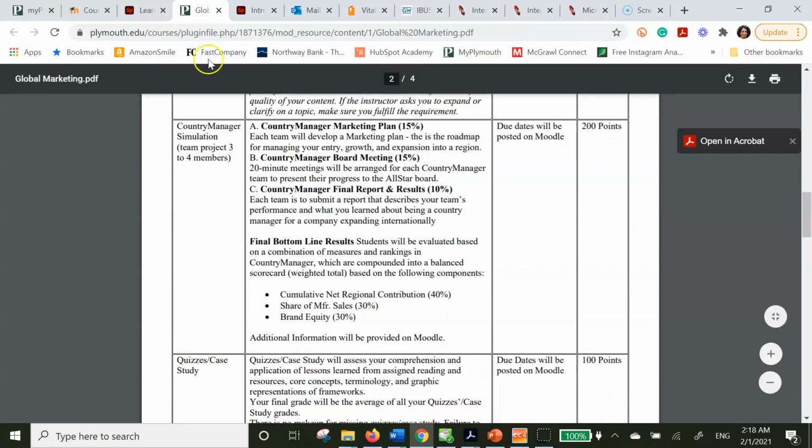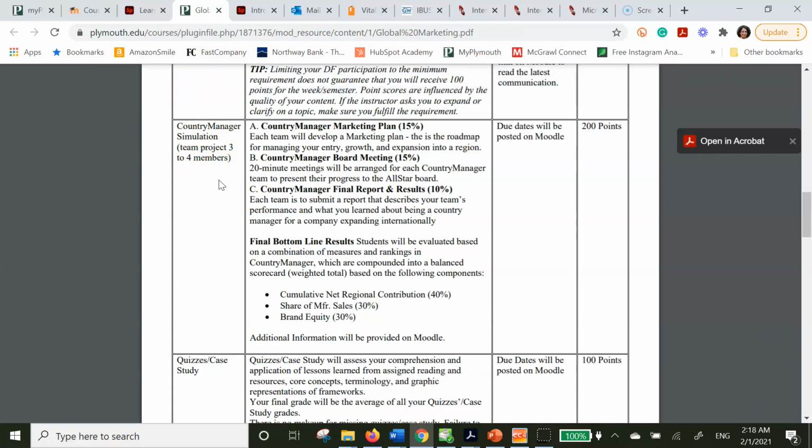Then we have here the country manager simulation. The country manager simulation is what I was just telling you about, the interpretive solutions. This is a project that you can work on in teams of 3 to 4 members, not more than that. Or if you decide to work alone, you could also do that. I highly recommend that you do this with a partner or with 3 or 4 people. It's going to be way easier and more manageable, and it's easier to brainstorm with more people than just one person. But again, I leave that up to you.